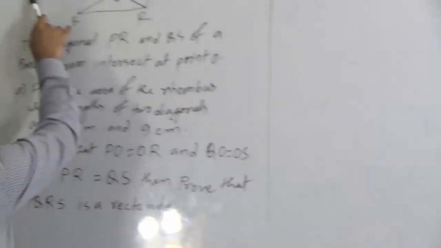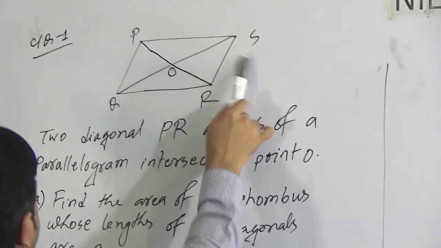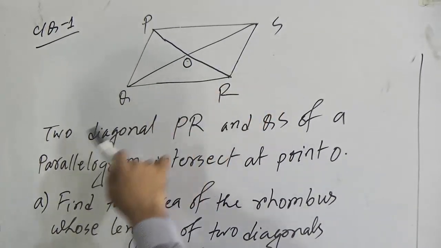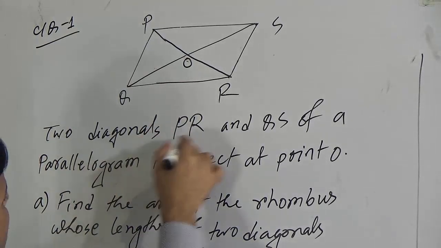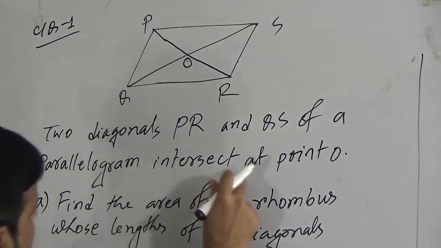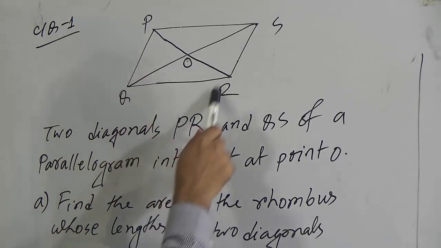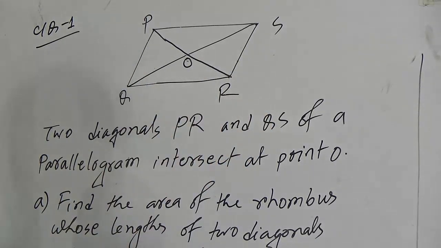Here creative question 1 I have written. Here is a figure given. PQRS is a parallelogram. Here PR and QS be two diagonals. Here I have written two diagonals, PR and QS of a parallelogram intersect at point O. Here the parallelogram is PQRS. The diagonal PR and QS intersect at O.